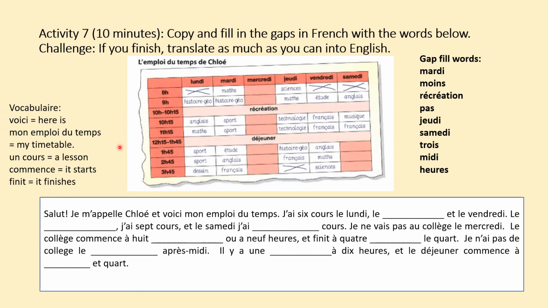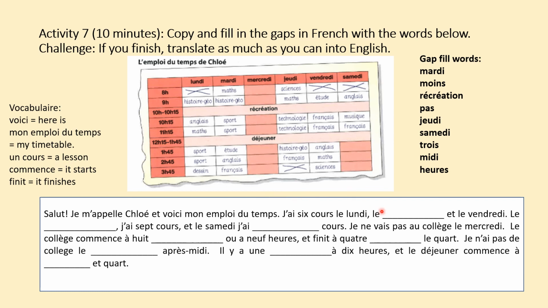So voici, here is, mon emploi du temps, my timetable, un cours, a lesson. Commence is it starts and fini is it finishes. Okay, so this is to help you both with filling in the gaps and if you do the translation extension as well. Okay, so you're going to go through. Salut, je m'appelle Chloé et voici mon emploi du temps. So hi, my name's Chloe and here is my timetable.